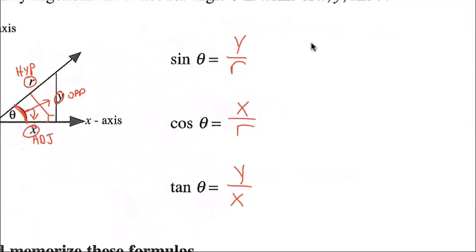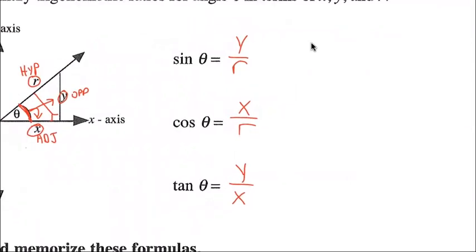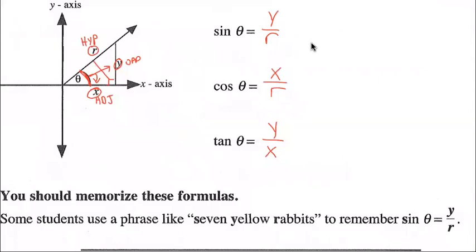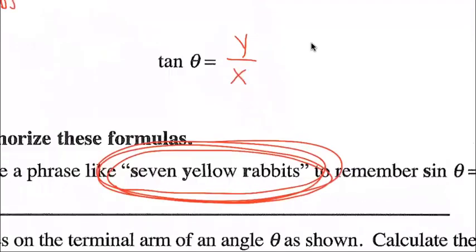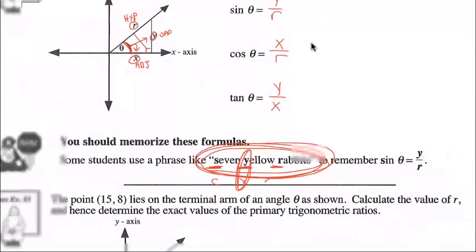You need to know these new ratios, okay? An easy way to remember them is 7 yellow rabbits. 7 yellow rabbits says that sine is y over r. Well, if sine is y over r, then cosine is x over r, the other one, and tangent is y over x. But whatever is going to help you remember, you need to remember those. So now let's use those.